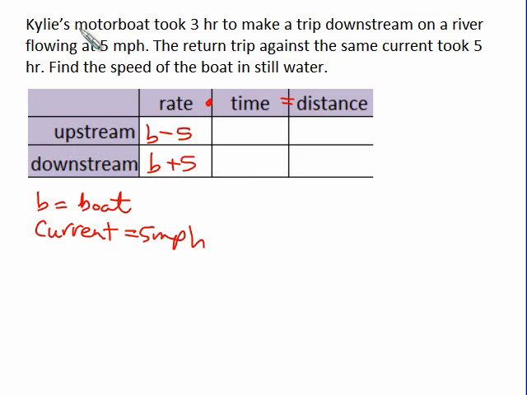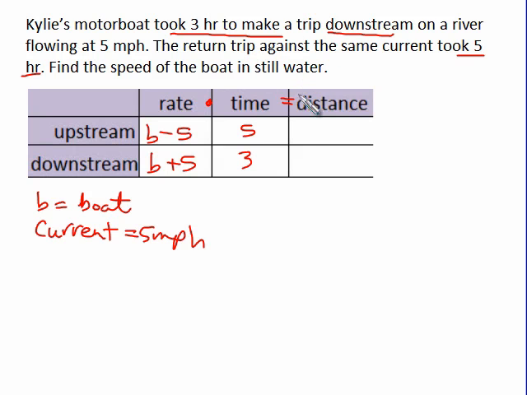All right, now looking back in the problem, let's see the other values that go in the chart. We know that it took 3 hours to make the trip downstream. So that's the time downstream, and I'll go ahead and put my 3 here. And then the return trip against the same current took 5 hours. So that's the time upstream. Find the speed of the boat in still water.